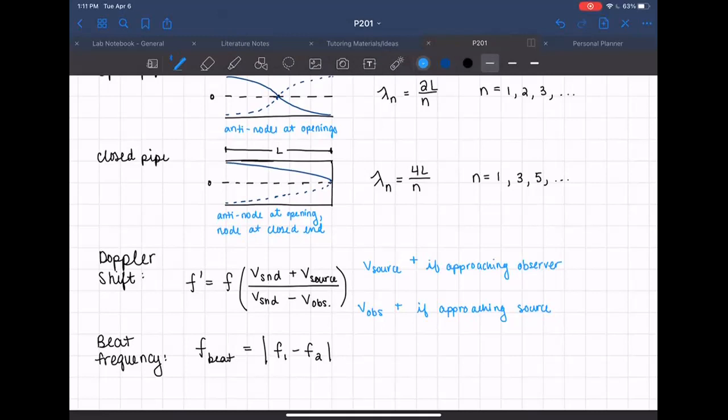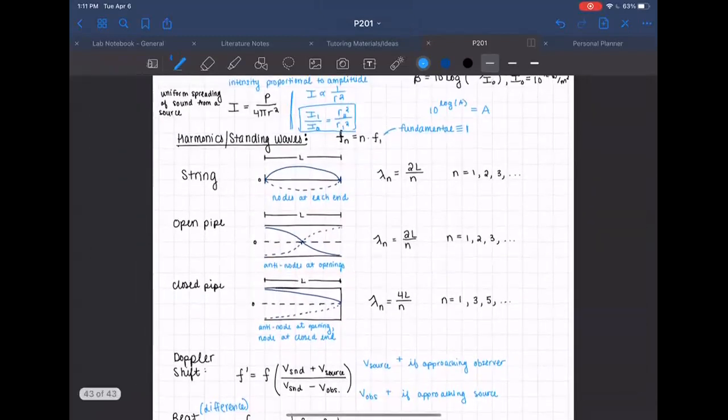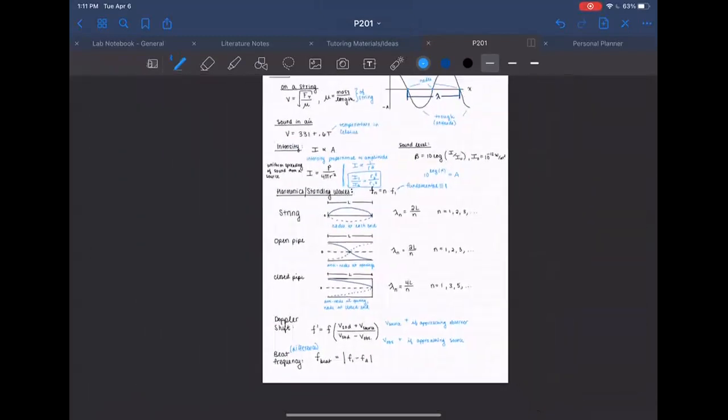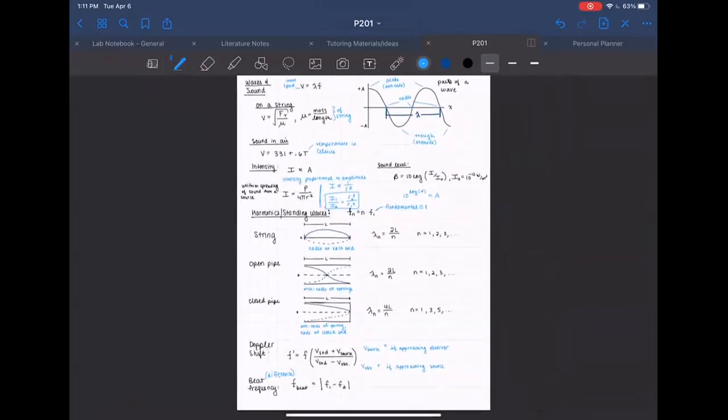Maybe that's something I would also put on here, is that sometimes they call it the difference frequency instead of the beat frequency. So I'll also throw difference in parentheses. But yeah, that's pretty much all that I had. So maybe I'll zoom out of this to do an overview of what this sheet looks like.